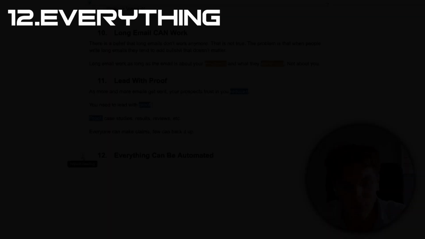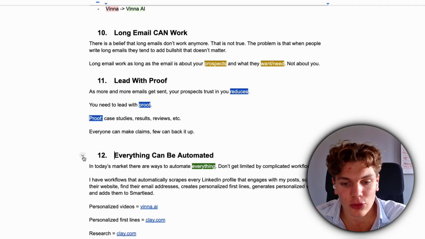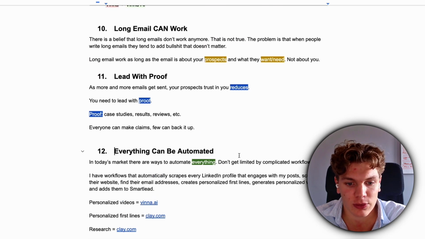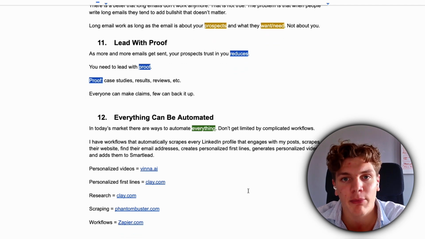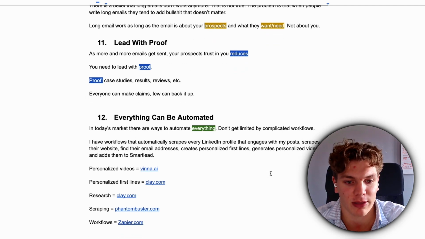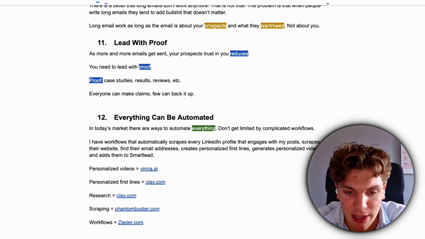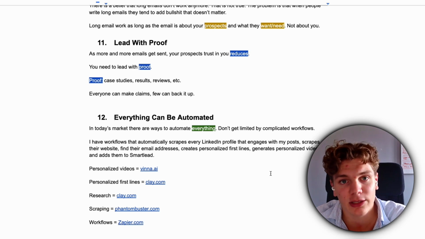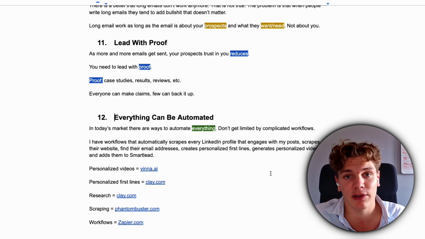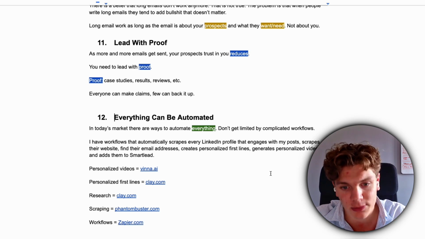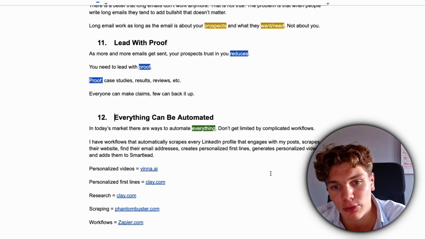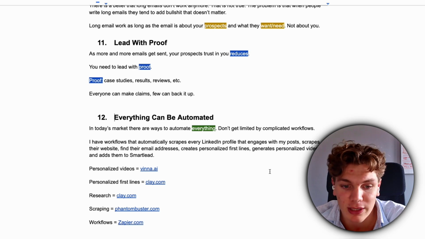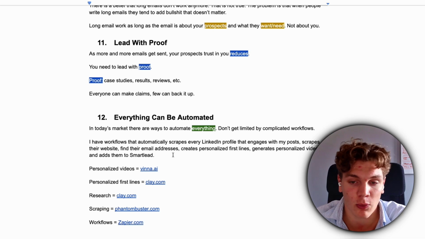And then number 12, everything can be automated. And don't get limited by complicated workflows. If you have a complicated workflow that you think requires a lot of manual work, don't worry, I'm 110% sure it can be automated. So for example, I have workflows that automatically scrape every LinkedIn profile that engages with any of my posts on LinkedIn. Even if they like a post from a year ago, it scrapes their LinkedIn profile, scrapes their website, finds their email addresses, creates personalized first lines, and generates personalized videos, and then adds them to Smart Lead or Instantly. That's how complicated or advanced you can go.